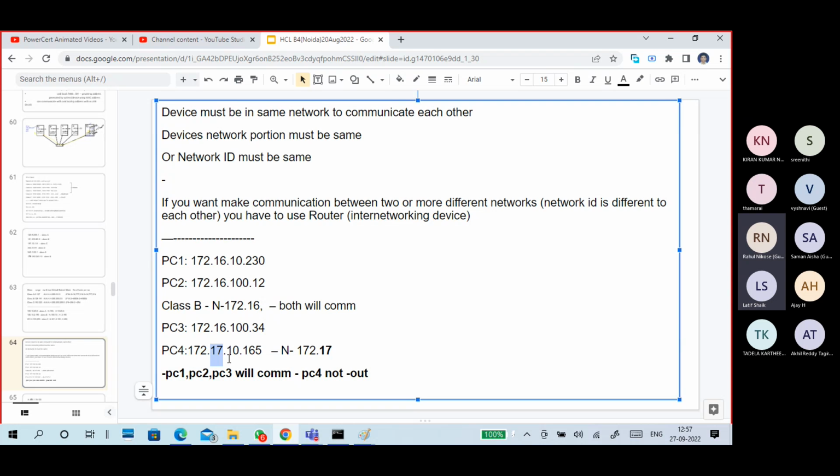PC4 is 172.17. Different network, right? The first portion is the same, but the second portion is different. It means PC4 is not able to communicate. It is a separate network.